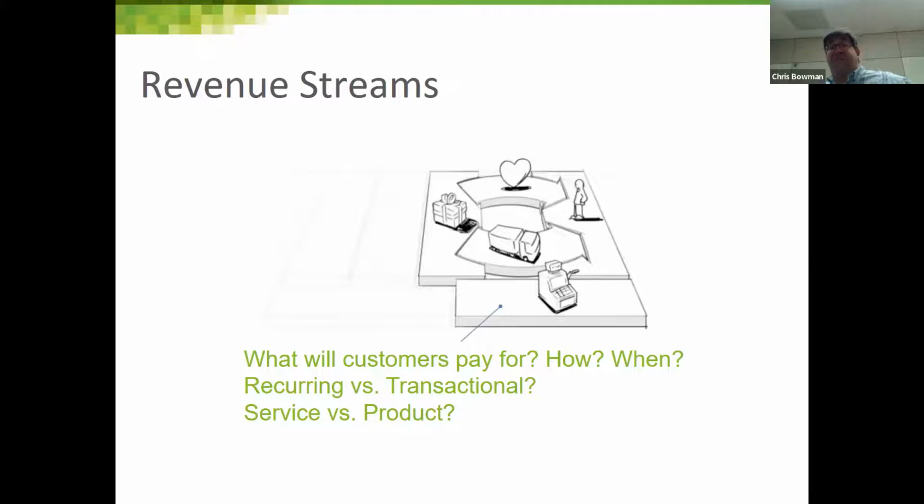So all of this is captured under the revenue side. I've got my idea of who my customers are, how I'm going to reach them, what kind of relationship I'm going to have with them. But how am I going to actually monetize this? What are they willing to pay for? How are they willing to pay? When are they willing to pay for it? Is this a recurring transaction? Is this like a subscription service? Is this a point of sale thing? Am I selling a service or a product?